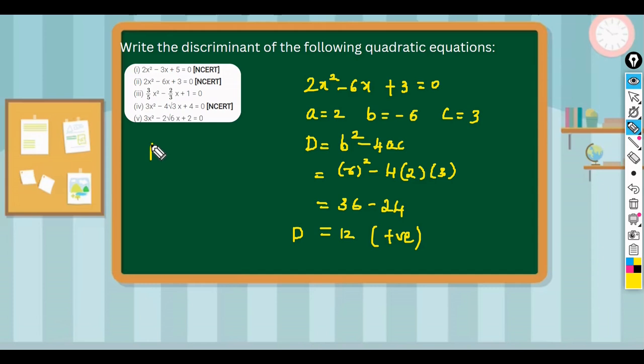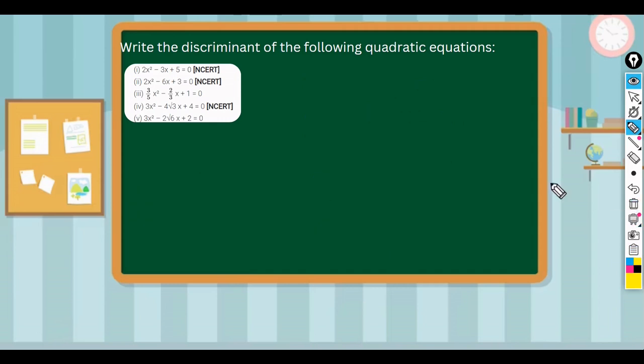D is a positive value. Positive value means what? D is more than 0. Then what will be the nature of the roots here? The roots will be real and distinct. Real and distinct. Correct? Hope you understood.